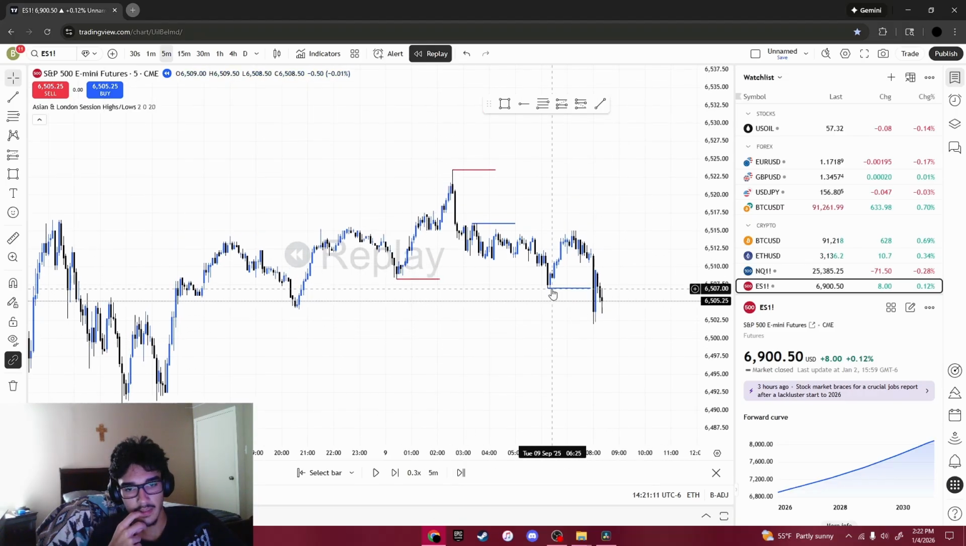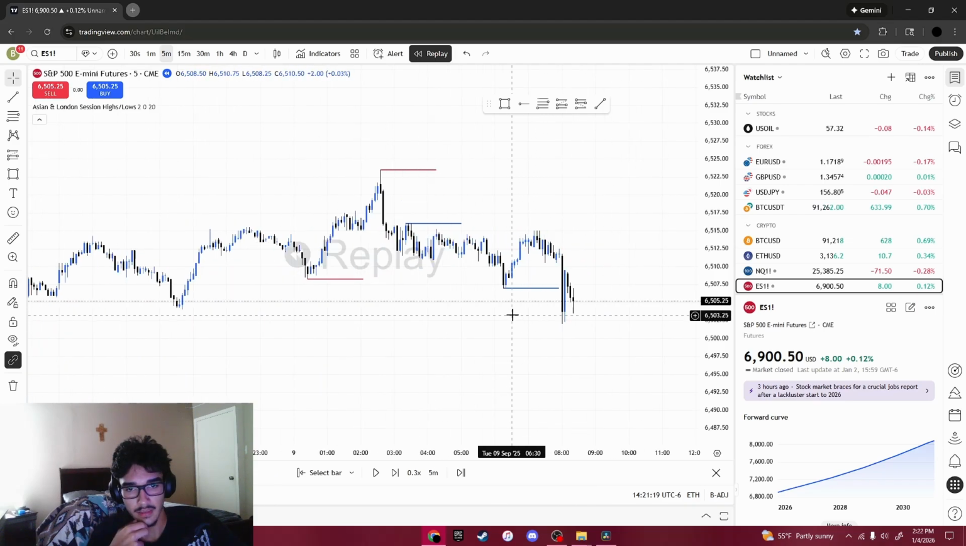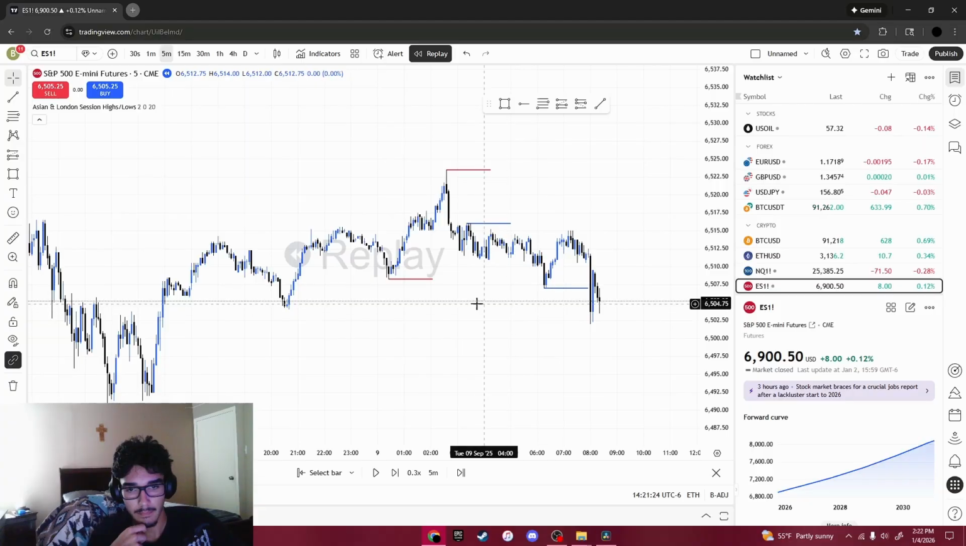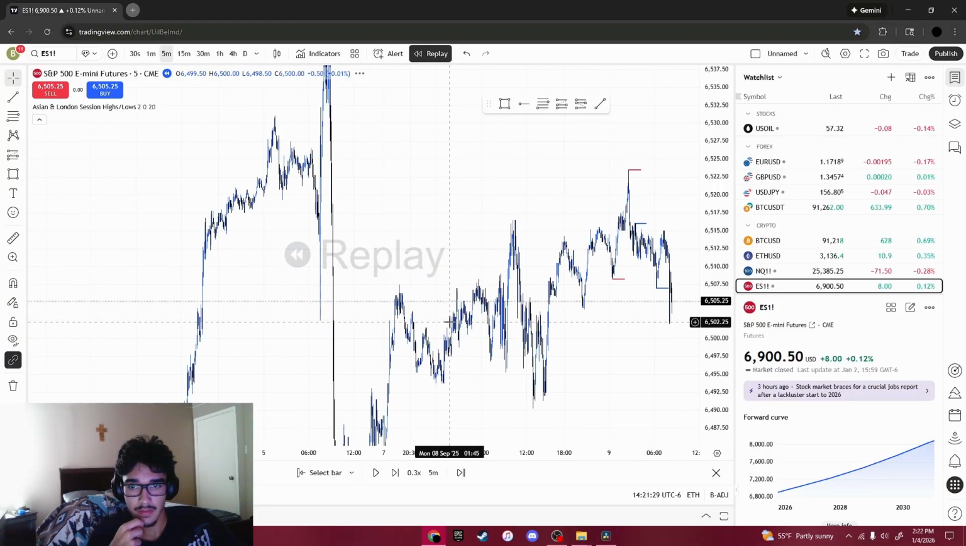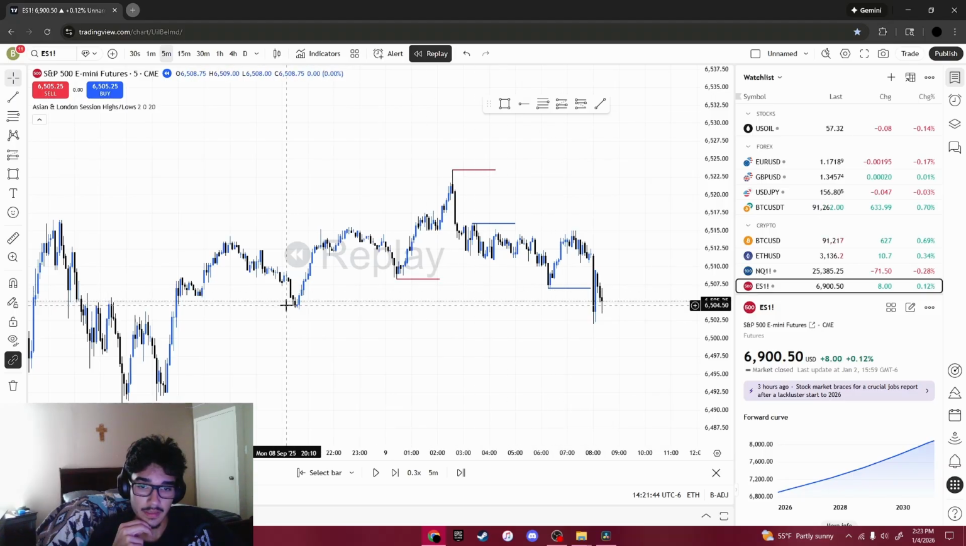Okay. Let's look at our pre-market analysis. The market already took these lows. My bias here is a bullish bias. It took out these London lows, and took out these lows already pre-market.